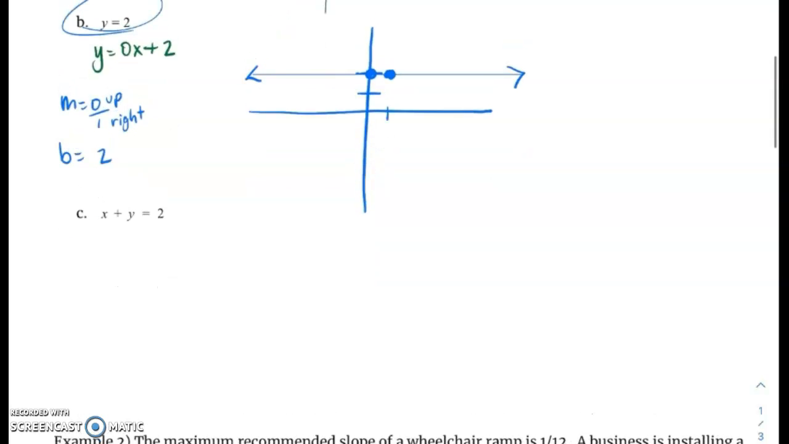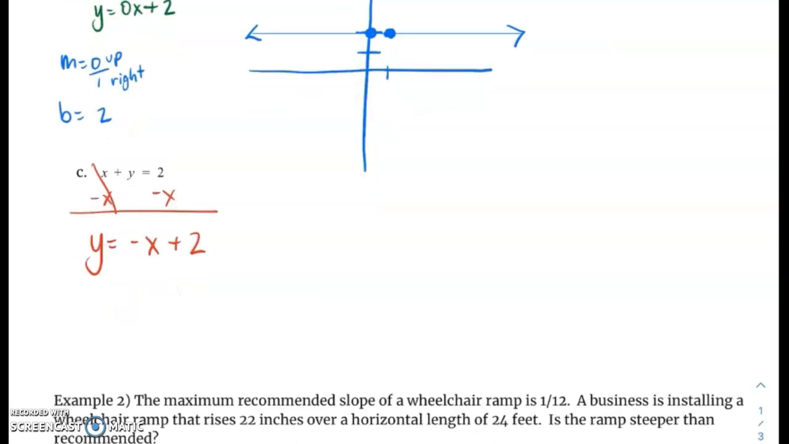Over here, part C, you need to get it in slope-intercept form first. So how would you get y by itself? Hopefully you're thinking you would subtract x to the other side. So now it's like that, and then ask yourself, what's the slope and the y-intercept? And hopefully you're saying slope is -1 and the y-intercept is 2. So go ahead and graph that.